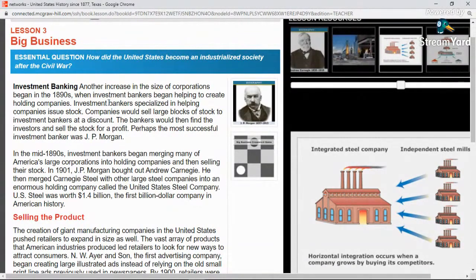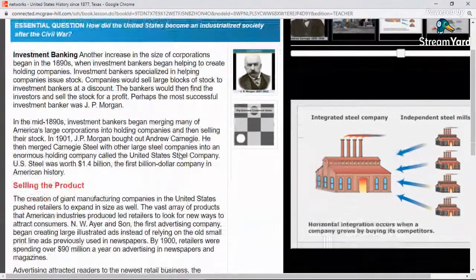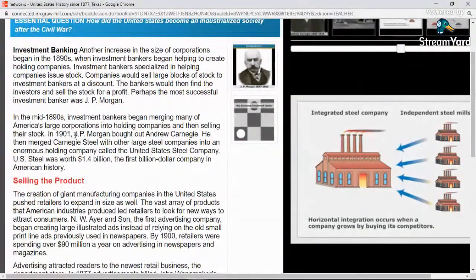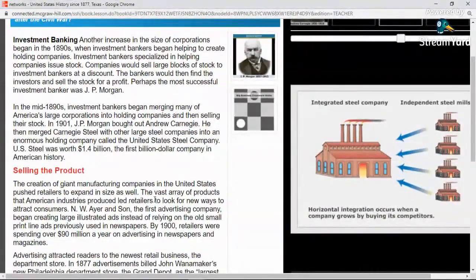So this is where we get JP Morgan, who bought out Andrew Carnegie. He then merged Carnegie Steel with other large companies into an enormous holding company called United States Steel Company that was worth $1.4 billion. And this became the first billion-dollar company in American history.